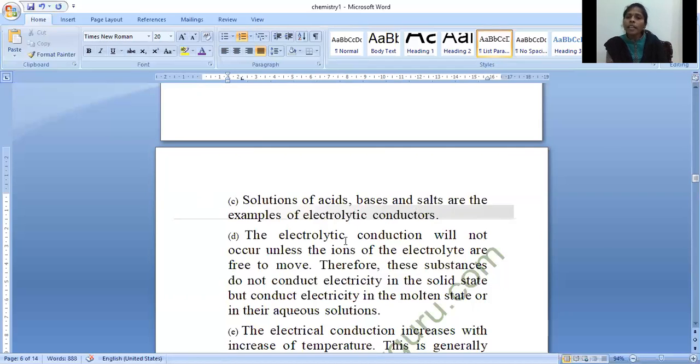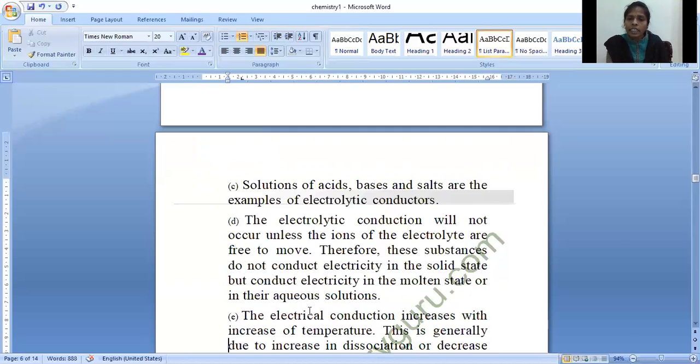Electrolytic conduction will not occur unless the ions of the electrolyte are free to move. The ions are free to move in the electrolyte when the electrolyte is decomposed. Only then do the ions start moving, and then it exhibits conductance. So those are called electrolytic conductors.